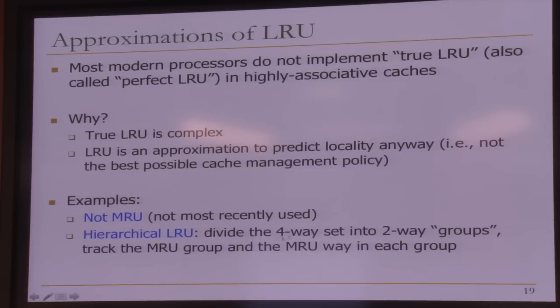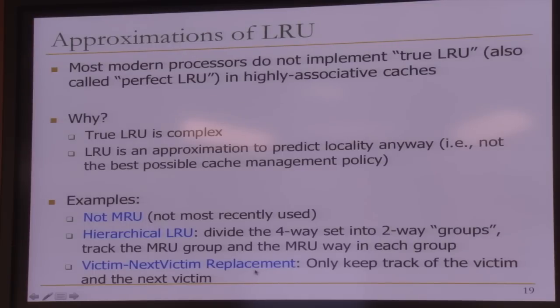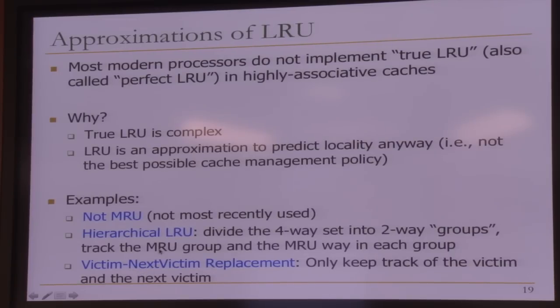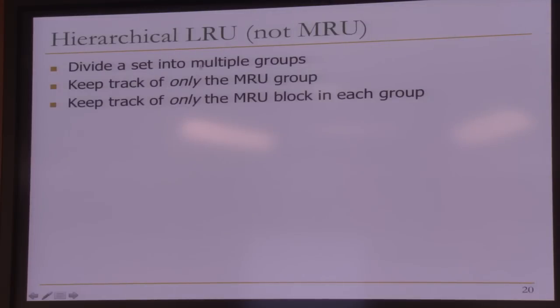The idea over here is to divide the n-way set into m-way groups and track the MRU group and the MRU way in each group. And victim, next victim replacement, these are actually implemented in real processors. This only keeps track of the victim and the next victim. Not MRU may be one of the simpler ones, but it doesn't perform as well, unfortunately. Victim, next victim turns out to perform better. Hierarchical LRU also performs better on average on lots of workloads. So let's take a look at hierarchical LRU very quickly.